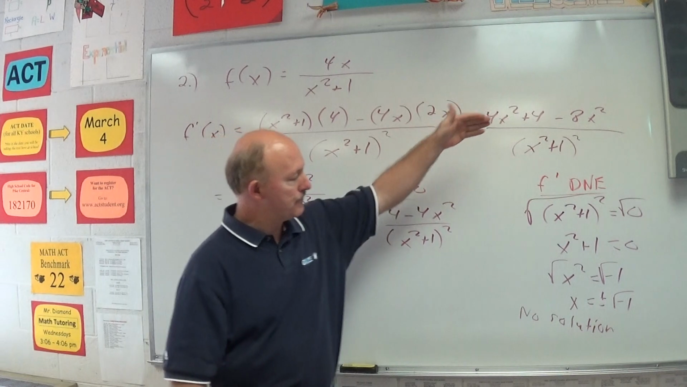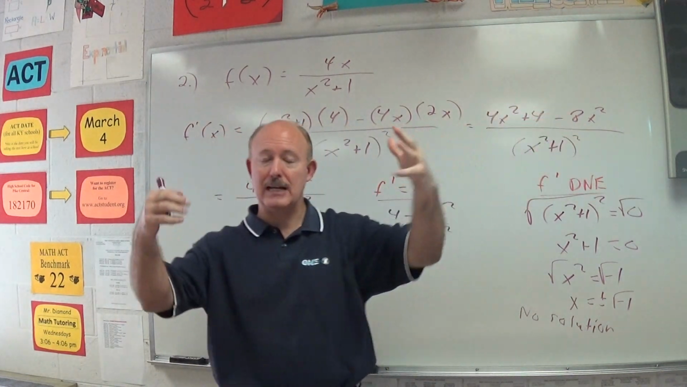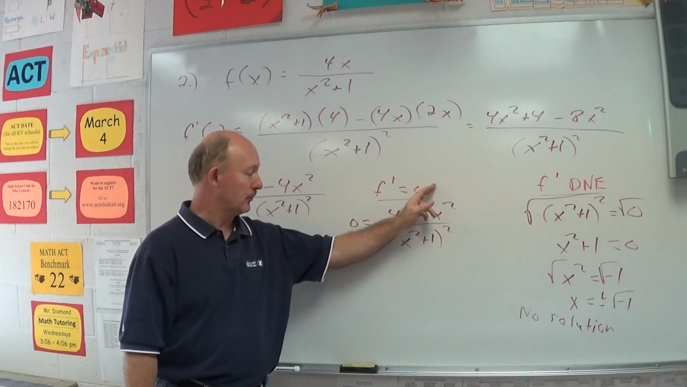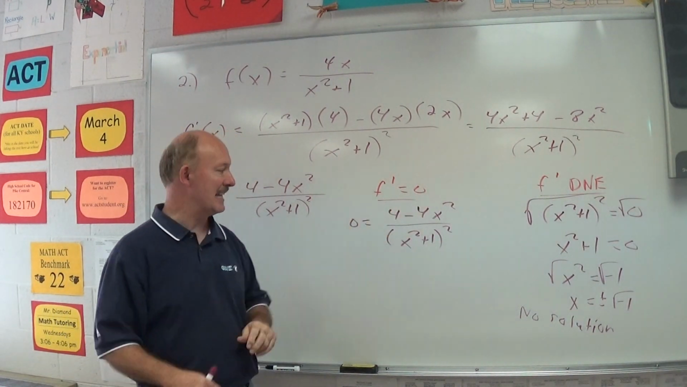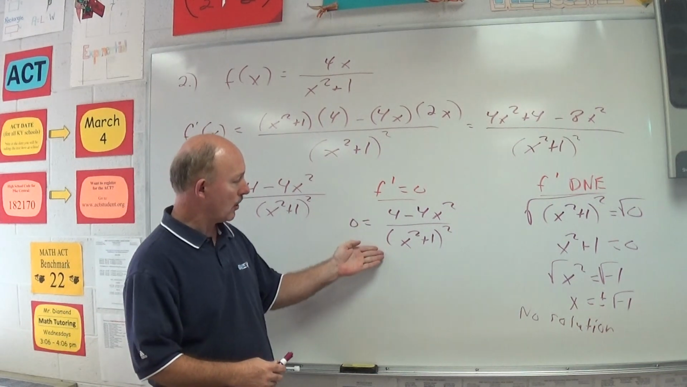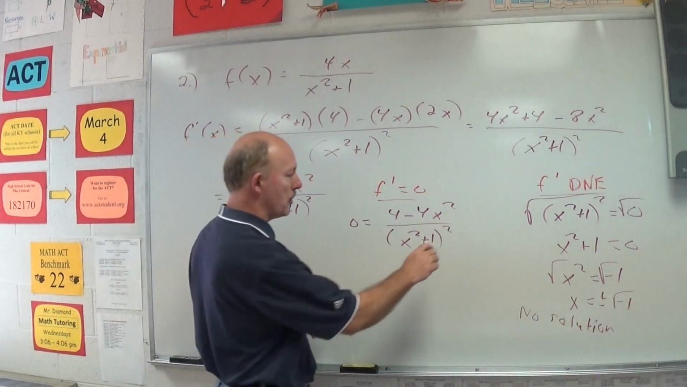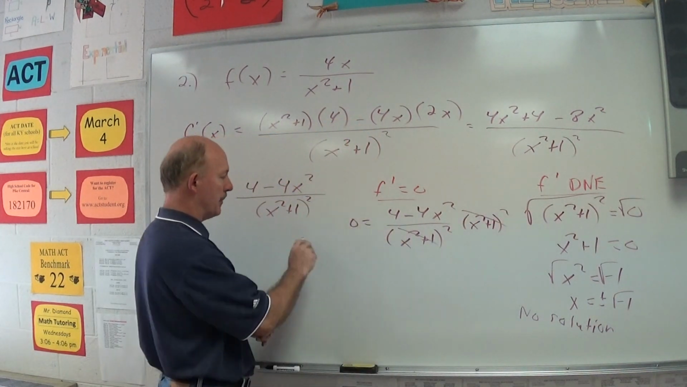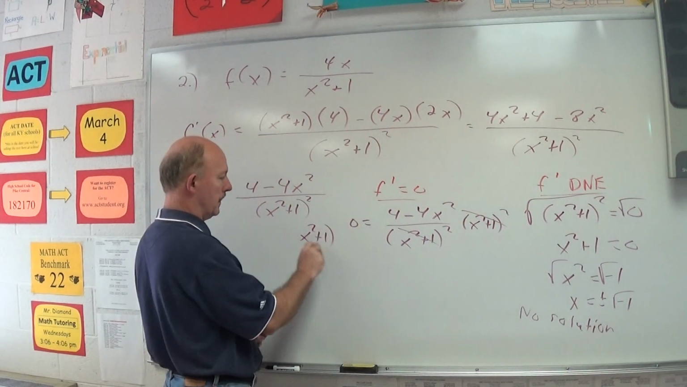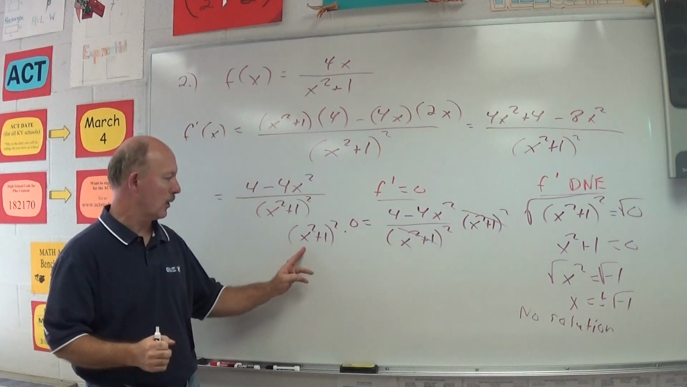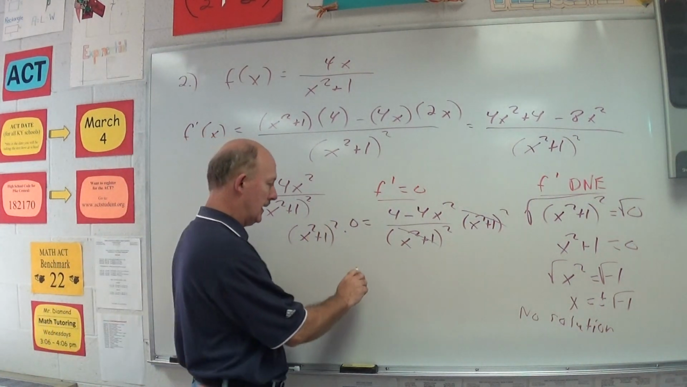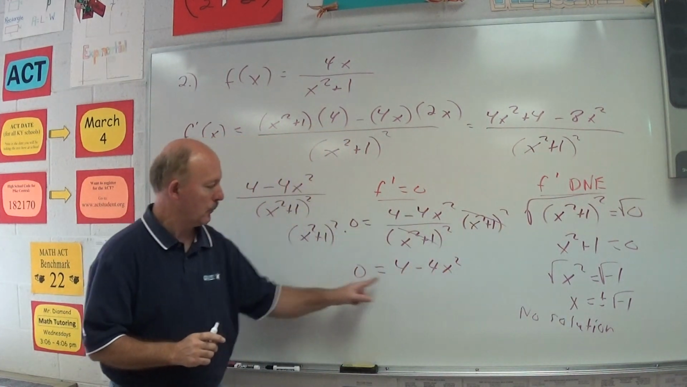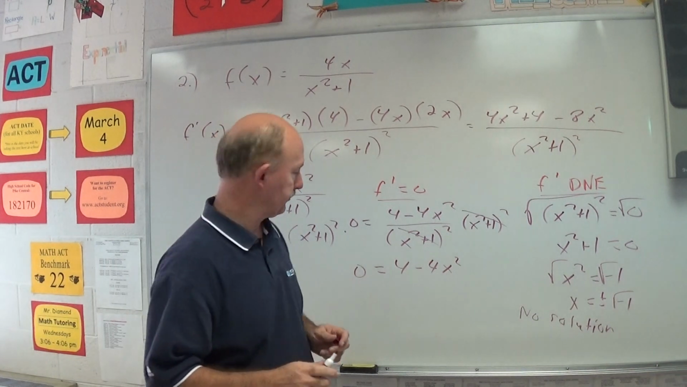Now remember, when you're figuring out where the derivative doesn't exist, you take the bottom of the derivative, just the denominator. But where the derivative is equal to 0, you've got to take the whole derivative and set that equal to 0. Now, I said we're going to break this fraction up, so we multiply x squared plus 1 squared on this side, and it's going to cancel out with the denominator. We multiply x squared plus 1 squared to the right-hand side. Now, x squared plus 1 squared times 0 gives us 0, and that's equal to 4 minus 4x squared. Now, we get to solve this equation for x.